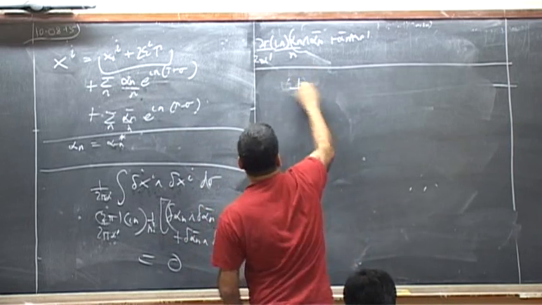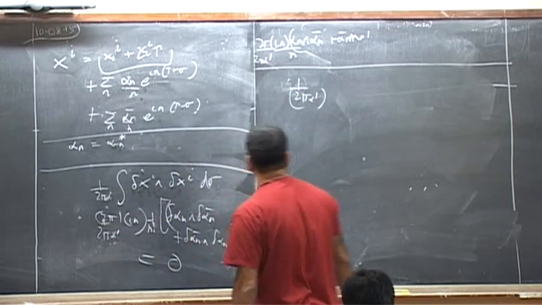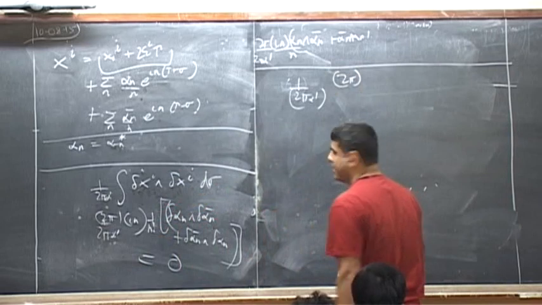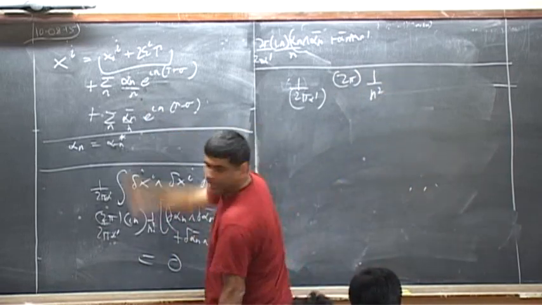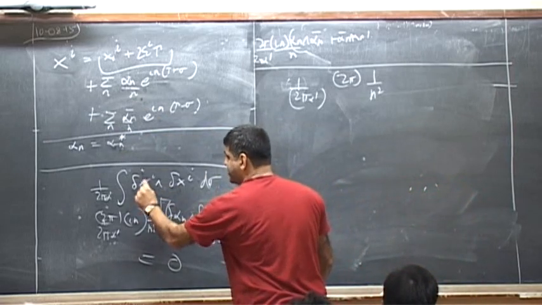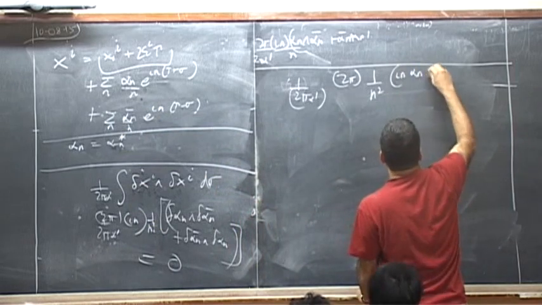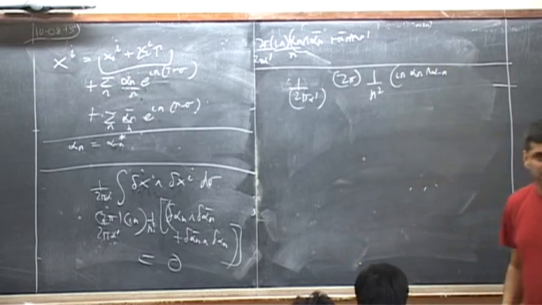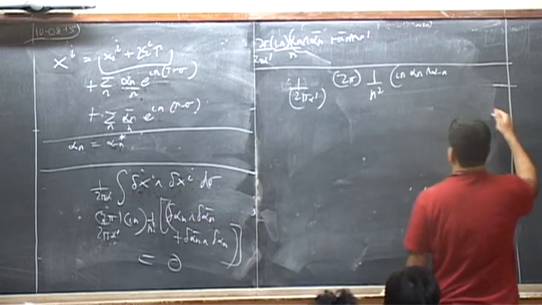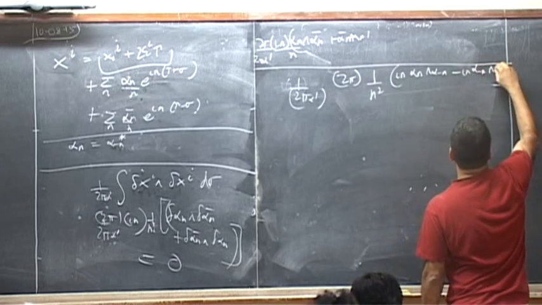First let's do it systematically. We have 1 over 2 pi alpha prime because that's what multiplies everything. We get 2 pi because it's the sigma integral. We get a 1 over n squared because we put that into our expansion. If we take alpha n to be this one, we get a factor of i n, alpha n wedge alpha minus n. If we take alpha minus n to be this one, we get a factor of minus i n, alpha minus n wedge alpha n.